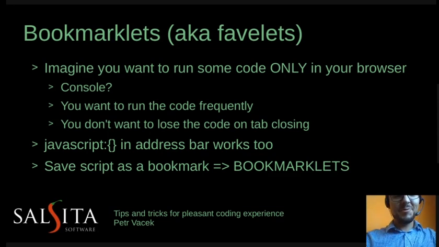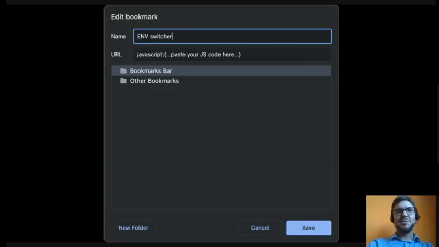But what if you want to run the code frequently, and what if you don't want to lose the code when you close the tab? Guess what? You can save the fake URL as a bookmark, thus creating a bookmarklet. If you put the JavaScript and colon and curly braces into the URL of your bookmark, you can then paste any JavaScript code inside of it and create a bookmarklet, making yourself a button in the browser and being able to click on it and run the code that's inside the curly braces anytime.